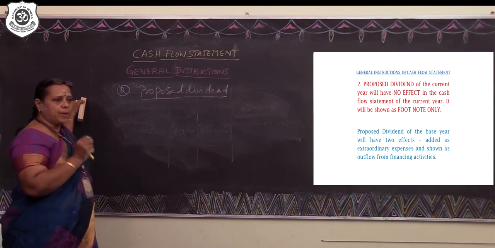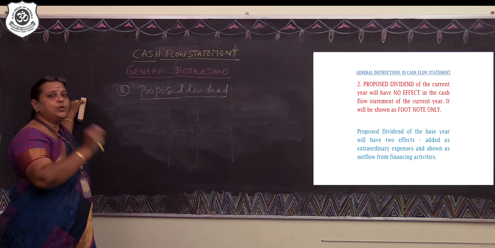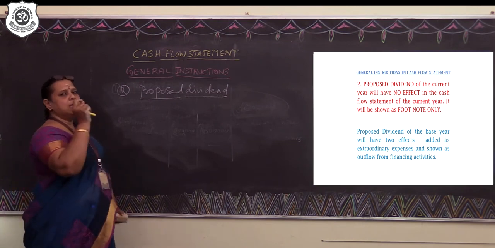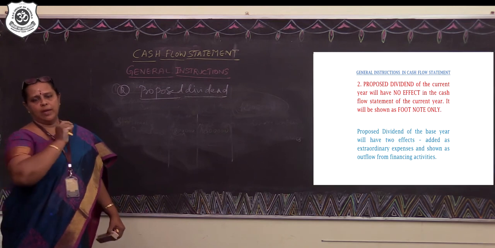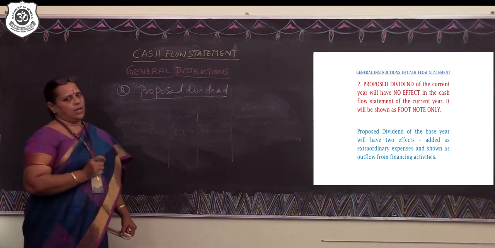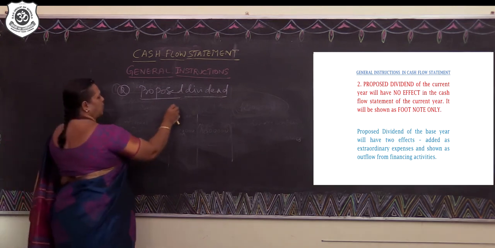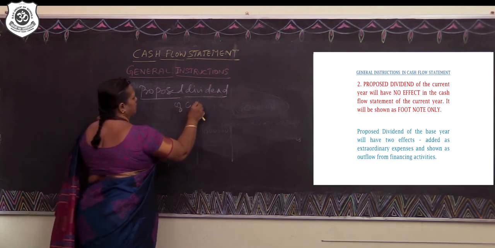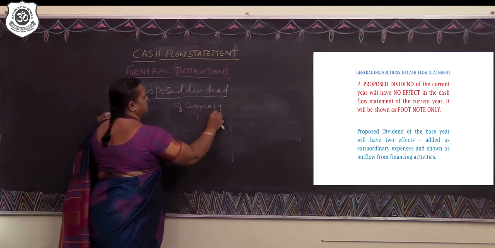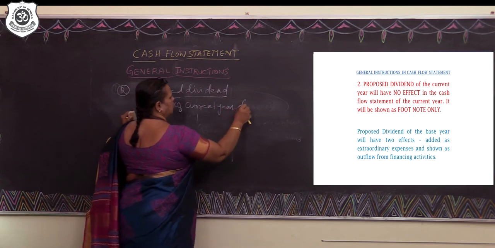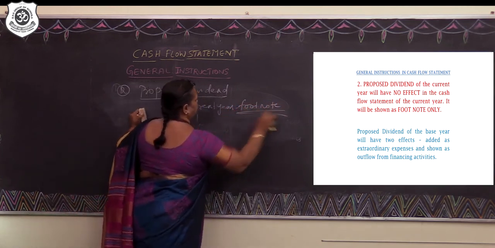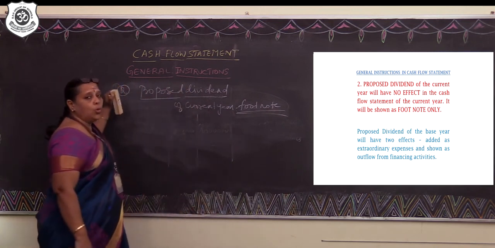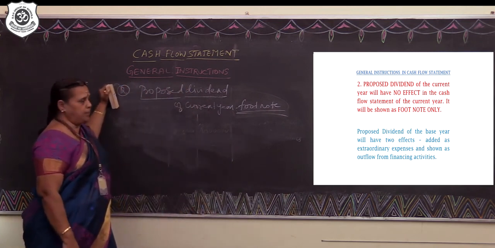Therefore, what is being proposed is treated as a footnote, will be given only as a footnote and it will be shown only in the notes to accounts. It will have no effect in your cash flow statement. So, proposed dividend of current year is shown only as a footnote. It will have no effect in cash flow statement.